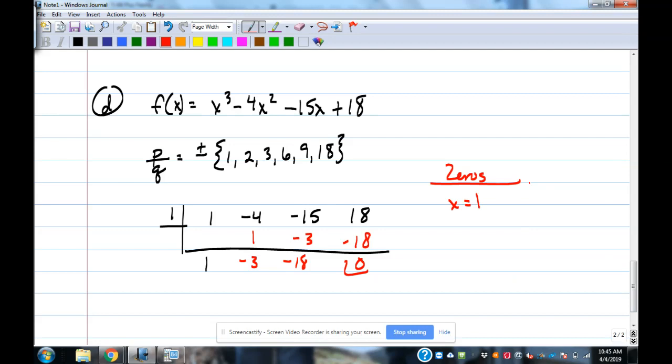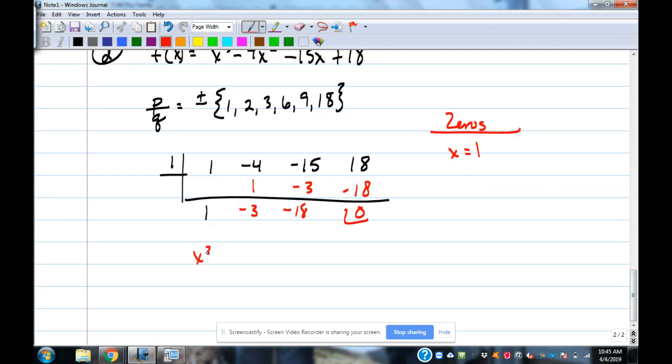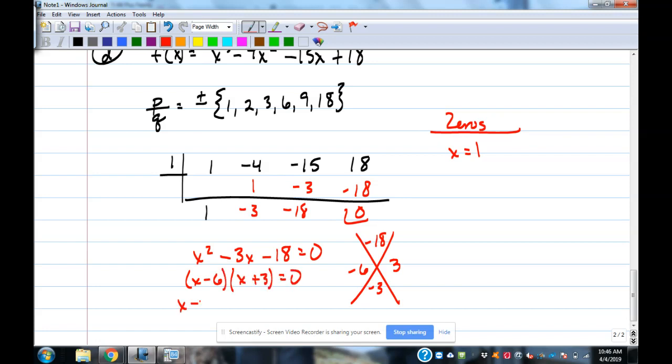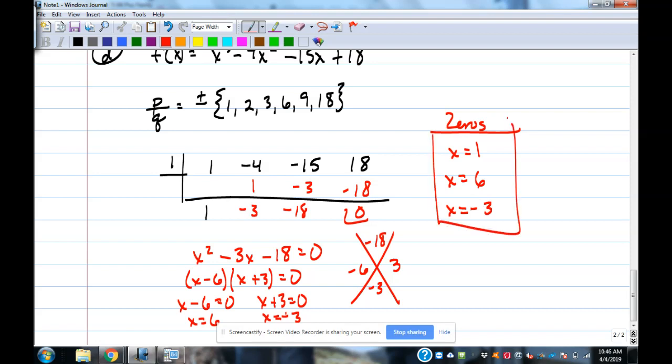Let's prove that that's what happens by taking this quadratic and factoring it. -18 had to be -6 and 3. That's x minus 6, x plus 3. x minus 6 equals 0, x plus 3 equals 0. Hey, we do get x equals 6. We do get x equals -3. We get all of those zeros there.